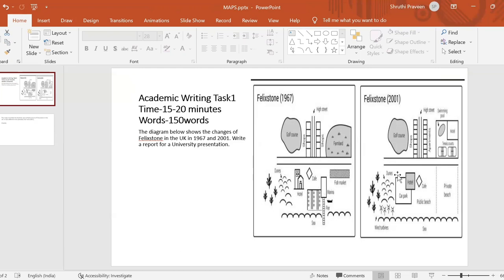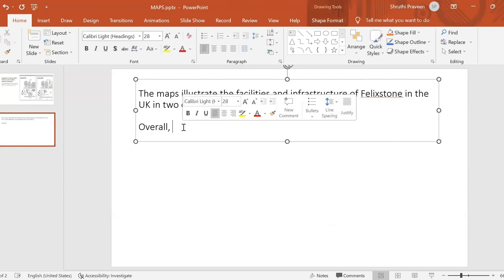Before going into the details, the overview is what you see. The first few things that you notice when you see the picture, what are the things that you observe? Certain things have been removed, certain things have been added, certain things have been retained. So that is going to be my overview paragraph.